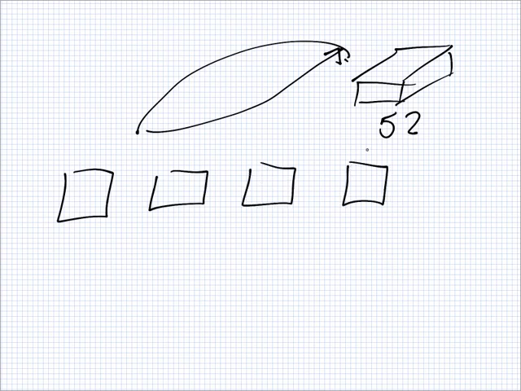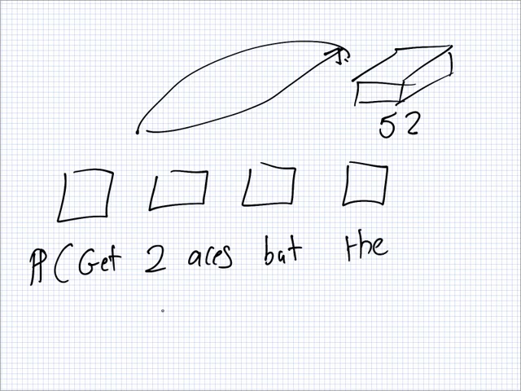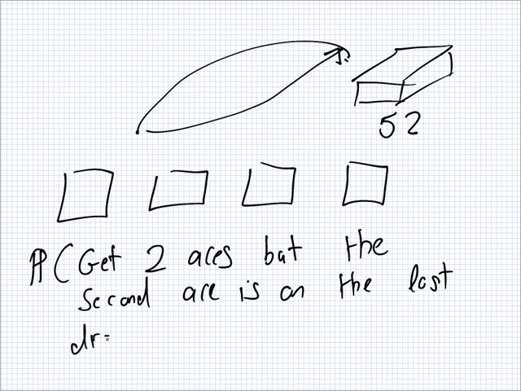Every time we put the card back, okay? So I want the probability that you get exactly 2 aces, but the second ace happens on the last draw. So we take out 4 cards. I want 2 aces, but the second ace happens the last time you draw. How many aces? 4.